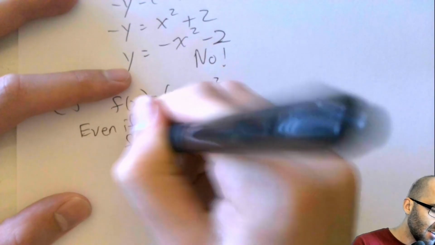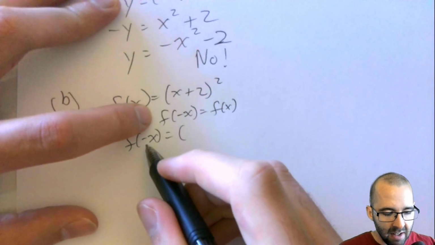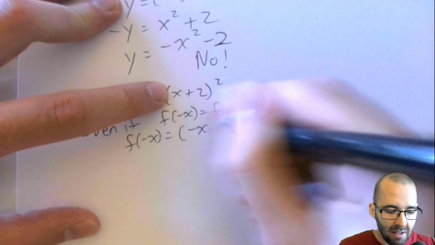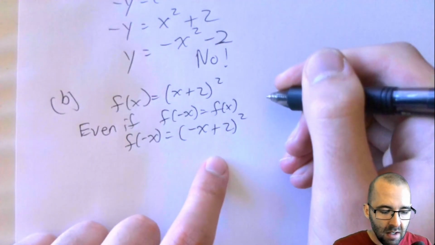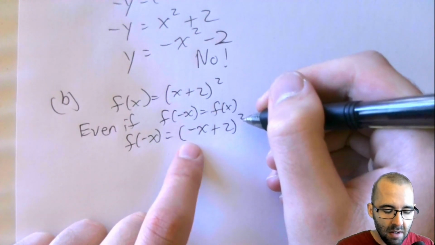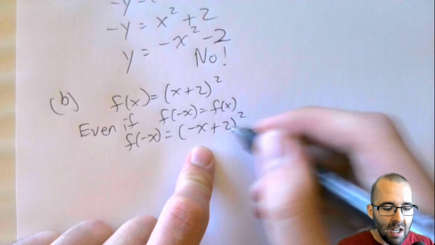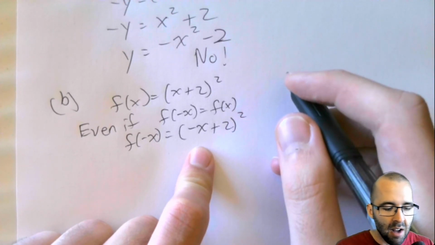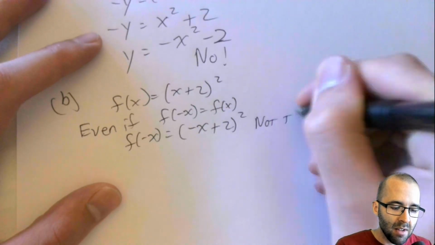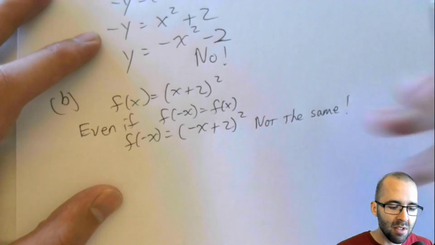So let's find out f of negative x. Is this going to be the same? f of negative x is the same thing, but replace all the x's with negative x's. But this isn't the same. You can't just square away the negative here because you can't just square things. You would have to FOIL this out and unfoil it. This is actually not the same. So it's not even.